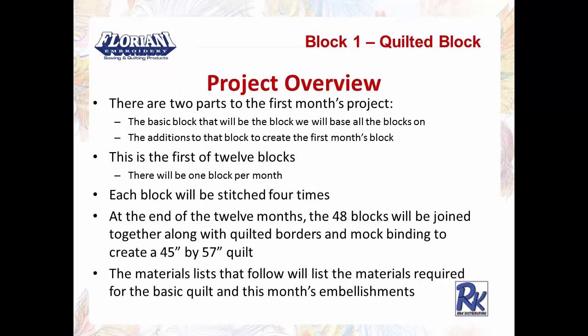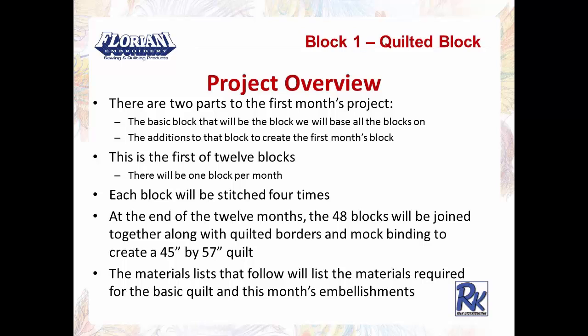As you know, there are two parts to this first month's project: the basic block, that will be the block that we're going to base all of the blocks on, and then additions to that block to create the pattern for this first month's block. Of course we're going to create different patterns, but we're all going to base it on that first block. This is the first of 12 blocks, and there's going to be one block per month. Each block you'll stitch out 4 times, and at the end of the 12 months, the 48 blocks will be joined together along with quilted borders and a mock binding to create a 45-inch by 57-inch quilt.